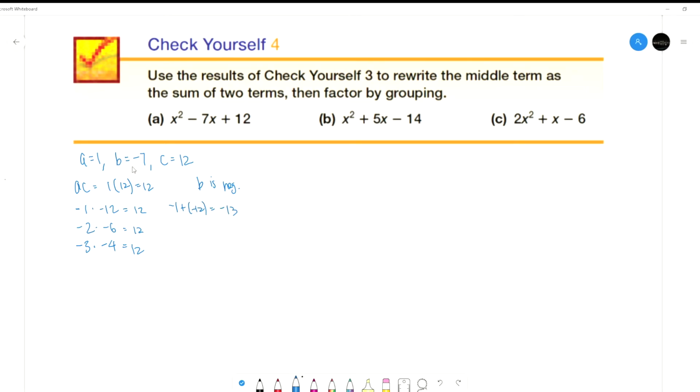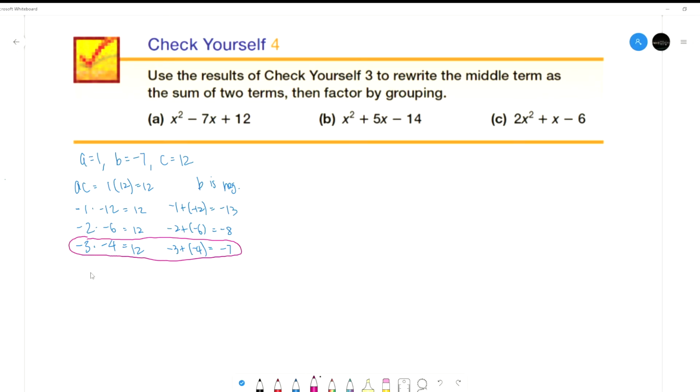And this is not negative 7, so we know this is not the pair. Negative 2 plus negative 6 is equal to negative 8, right? So it's not it. Then we have negative 3 plus negative 4 is equal to negative 7. We found our pair of factors, right? So it's this right here. Right, everyone okay with that?